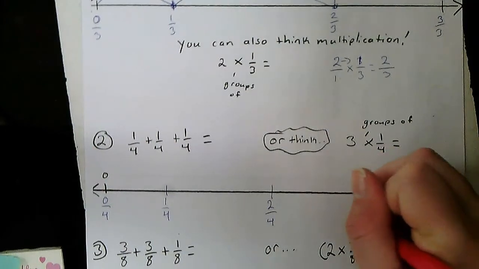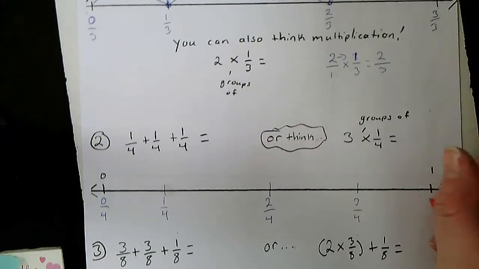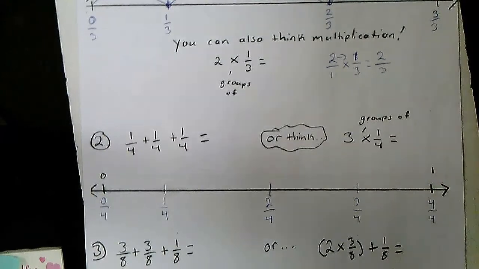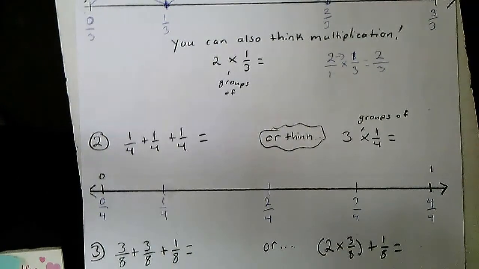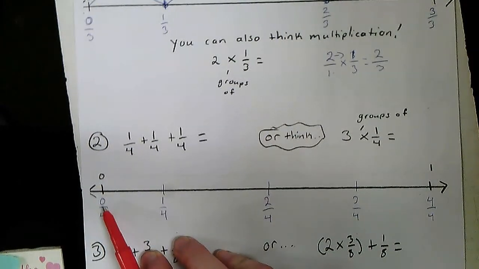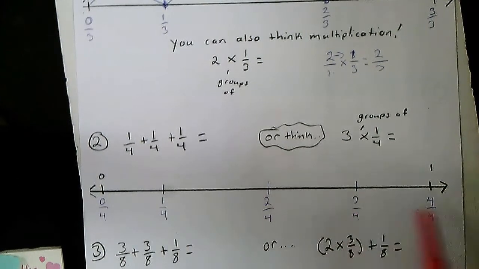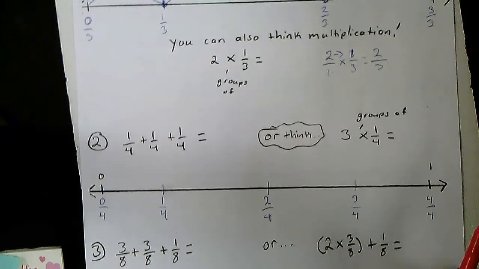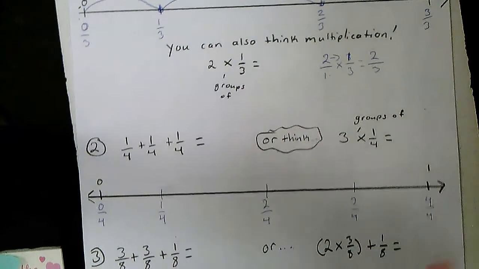Then I'll have 3/4, and finally, I'll have 4/4 at 1. So my number line has been divvied up, and now I need to add by fourths. And again, you can see that progression as 0, 1, 2, 3, 4, but my denominator is staying the same. So now we have to add by fourths.